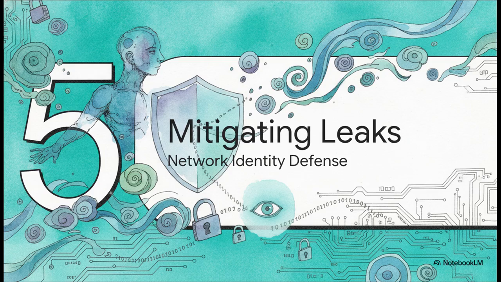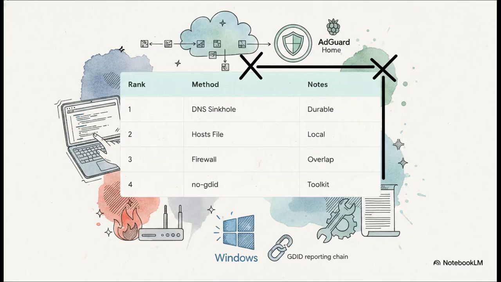Okay, so what do we actually do about it? Section 5, Mitigating Network Identity Leaks. If we rank the best network-level blocking strategies, a DNS sinkhole, think Pi-hole or AdGuard Home, takes the absolute top spot. Since Microsoft constantly updates their endpoints, a sinkhole is your most durable long-term solution to stop the GDID reporting chain right at the network perimeter. You can also use the hosts file, firewall rules, or automated PowerShell toolkits like the NoGDID script, but a sinkhole is definitely the gold standard.